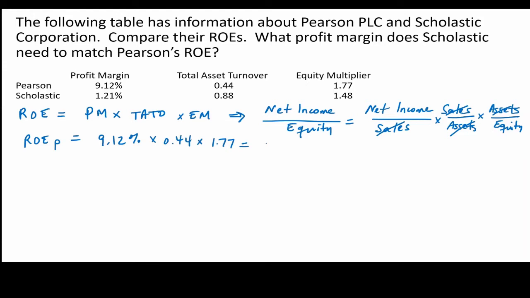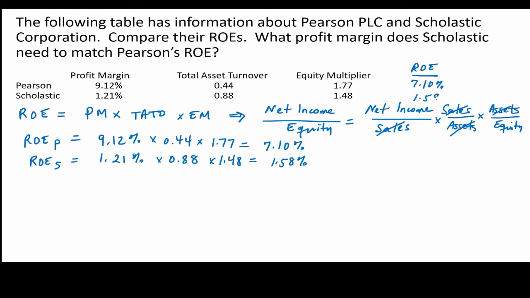Now let's calculate the ROEs of the two companies, plugging in the values in the table into this equation, giving us an ROE of 7.10% for Pearson and an ROE of 1.58% for Scholastic. So we see that indeed Pearson's ROE is much higher than Scholastic's. We can see that it is because the profit margin of Scholastic's is far less than Pearson's.